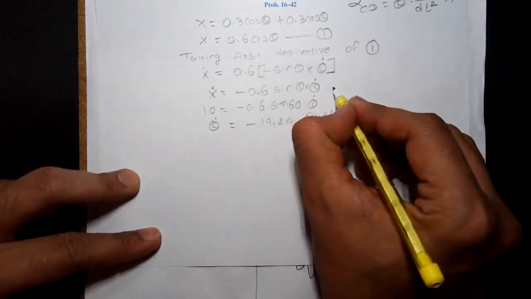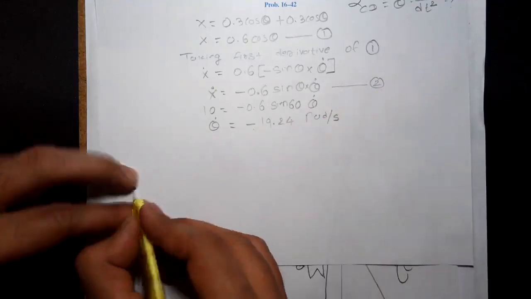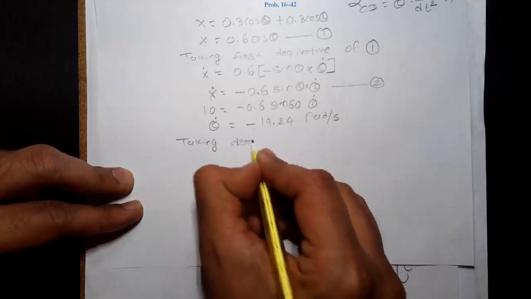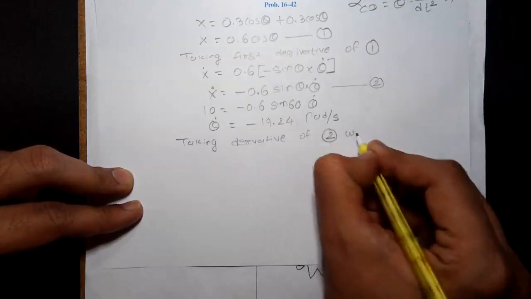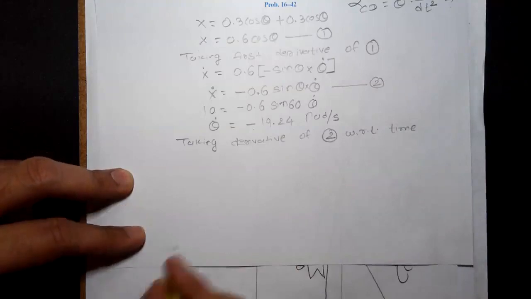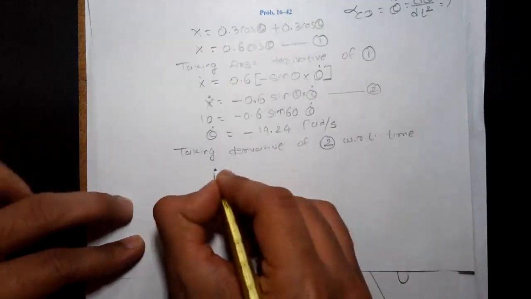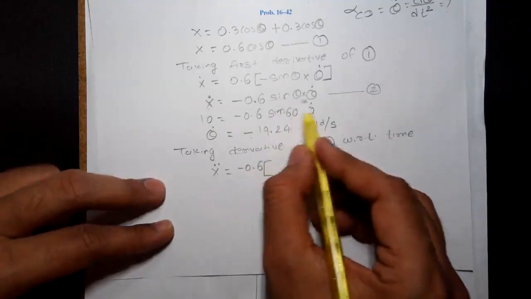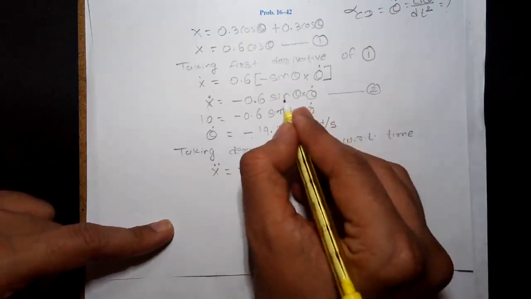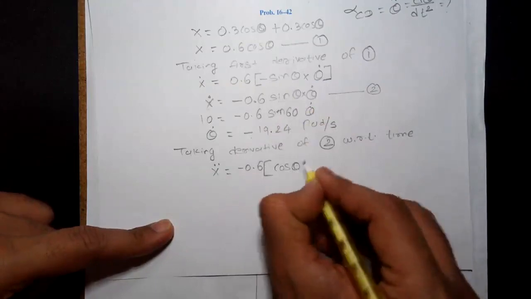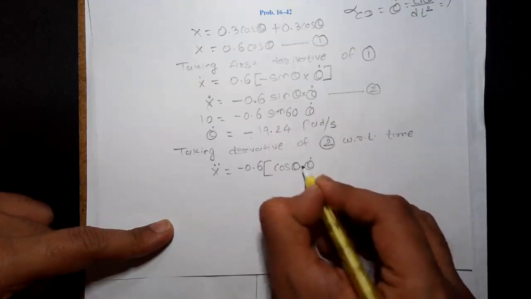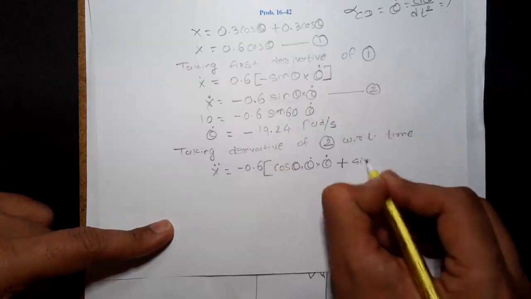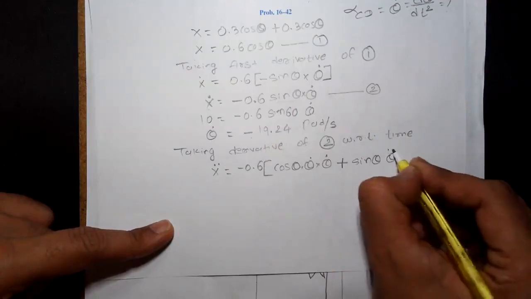For the second part, let's define this as equation number 2. To calculate acceleration, we have to take one more derivative of velocity. Taking the derivative of equation 2 with respect to time, we get x double dot equal to minus 0.6. There are two terms here, both functions of time and in multiplication, so we apply the chain rule. First we take the derivative of sine theta, which is cosine theta, multiplied by the derivative of theta, which is theta dot, and there is already a theta dot in the equation, so it stays as theta dot. Then plus sine theta, keeping it constant, times the derivative of theta dot with respect to time, which is theta double dot.